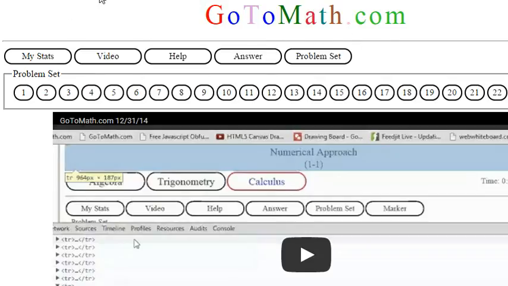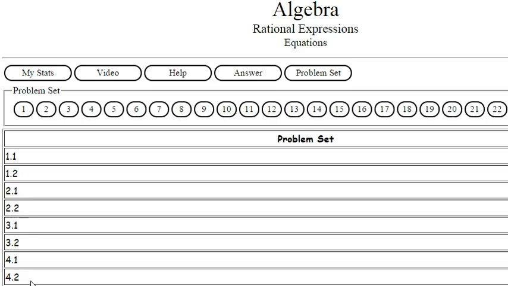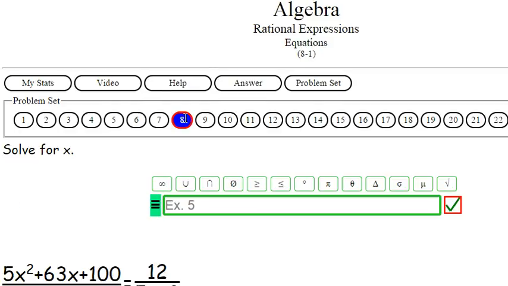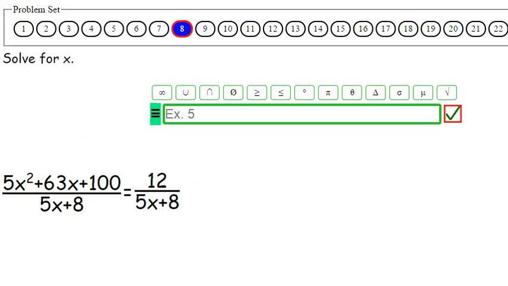Okay, we're going to go to math.com, click on the algebra, let's go down to equations, and we're looking at 8.1. Holy crud, what is that? Alright, I'll have to write this one down.